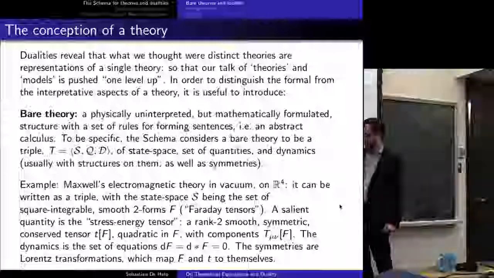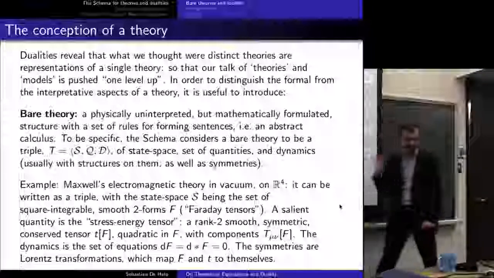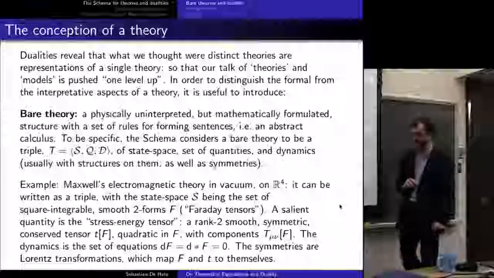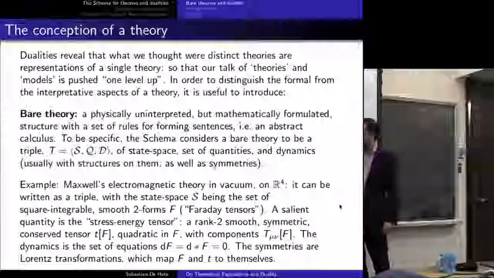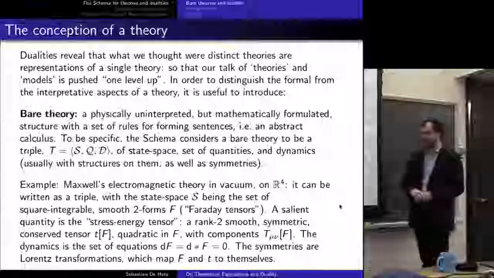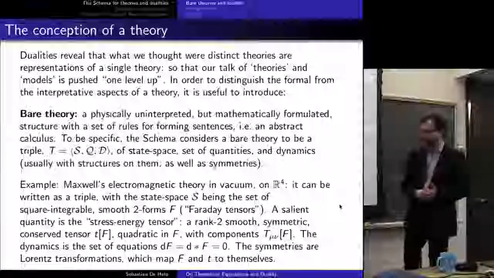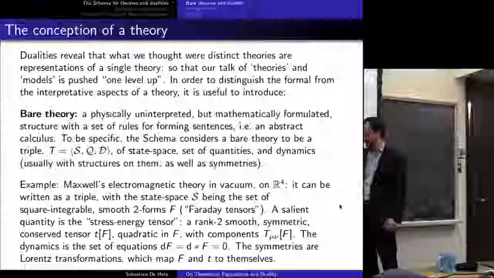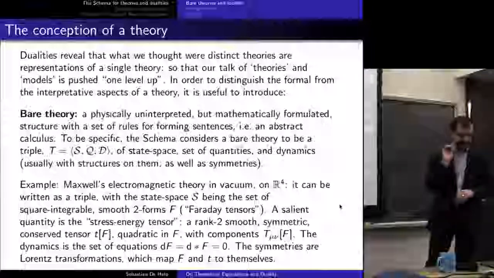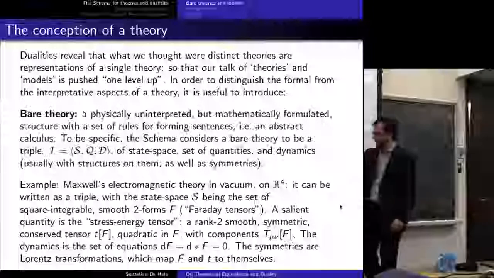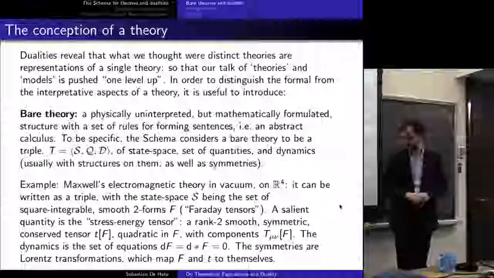For example, by dual I mean not in the sense of duality, but in the usual mathematical sense. I will come back to this. So one typical quantity that you get is the stress energy tensor, whose components are T_μν. So it's a quadratic tensor in F. You give me an F, and T_μν gives you one of these quantities.